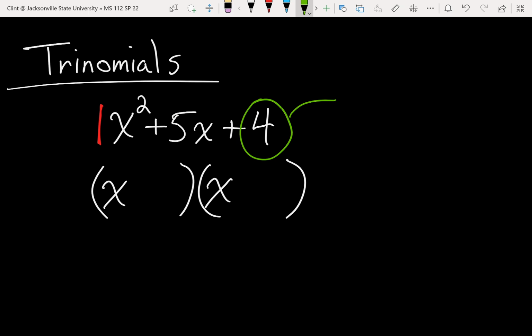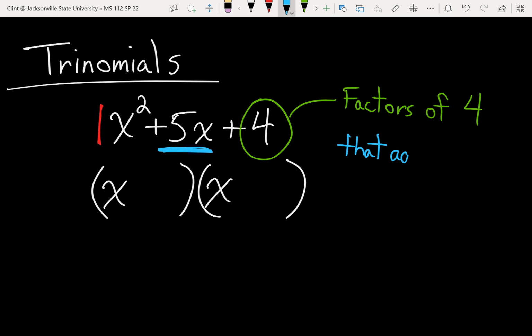We want factors of this, numbers that multiply together to give us the last number, factors of 4, that add together, or sum, if you want to put it that way, to give us the middle number. Factors of that last number multiply together to give us 4, but when we add them up, 5.